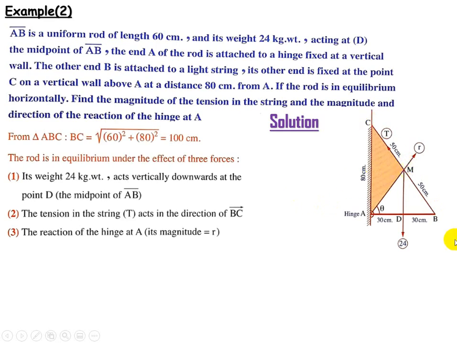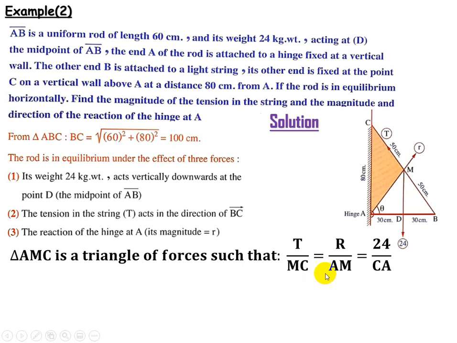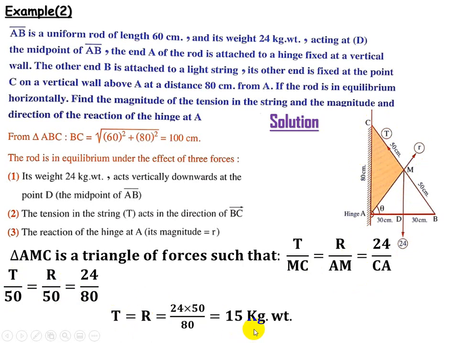M is the midpoint of CB, so CM equals 50 and MB equals 50. AM is a median going out from the right-angle vertex, so it is half the length of the hypotenuse, which means AM equals 50 centimeters. After applying the triangle of forces rule, T over MC, equals R over AM, equals the weight 24 over CA. So T over 50, R over 50 also, and 24 over 80. So T and R are equal because they have the same denominator. So T equals R equals 15 kilogram weight.